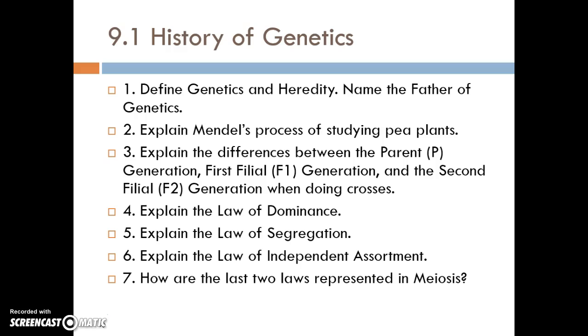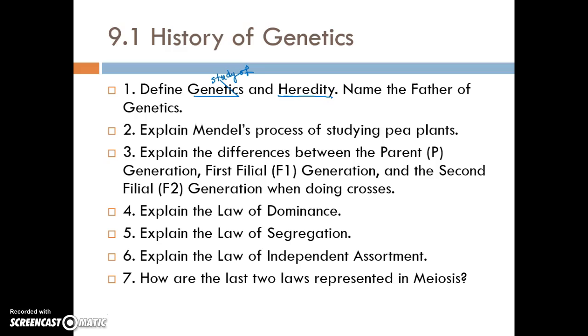Define genetics and heredity. So genetics is our study of the passing of traits from parent to offspring, and heredity is actually how those traits are passed from parent to offspring. So slightly different in their definitions. This is going to be more of a branch of biology, so study of. And this one is how those traits are being passed on.